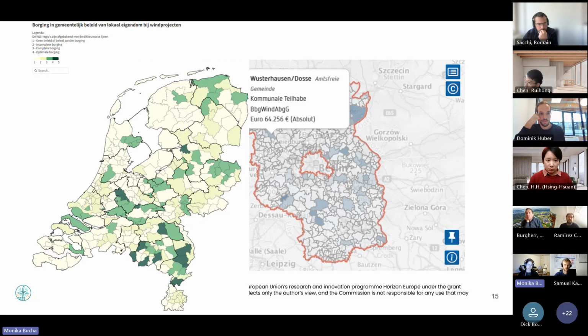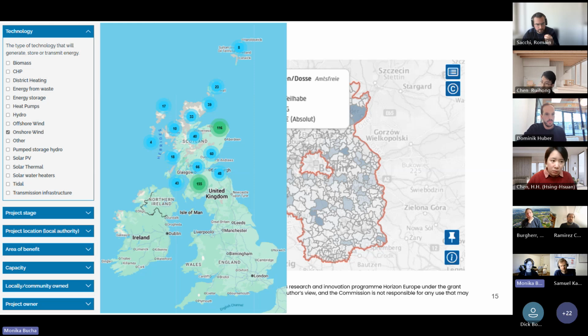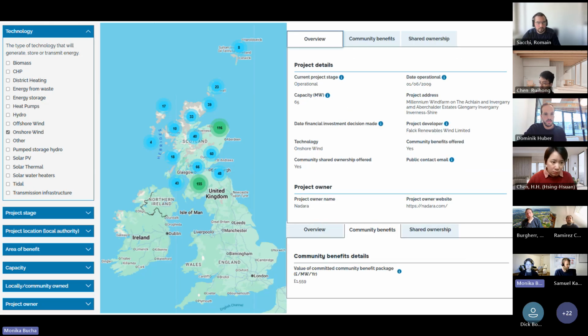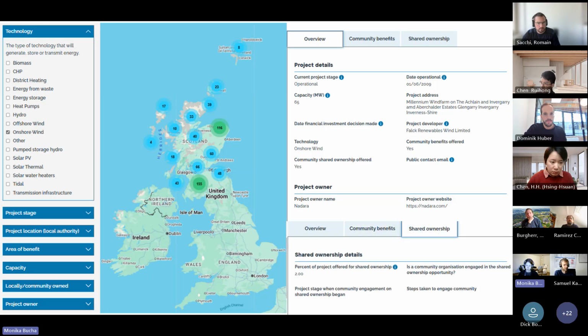Another example, the Netherlands, shows how laws that support co-ownership in wind and solar energy development are implemented into regional laws, and the darker, the better the implementation has been. And in Scotland, you can find a map where you can click on different projects, and it shows you a general overview of the project, but then also how much community benefits go, how much money goes to the municipality, and whether there are opportunities for shared ownership.